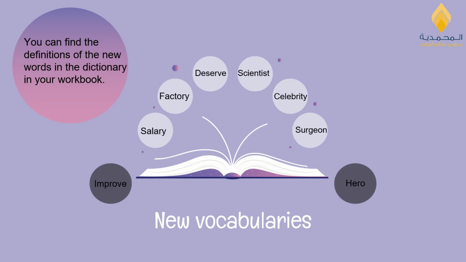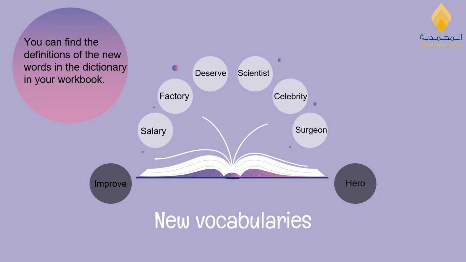Salary is the amount of money that you get after your work. Factory is a huge building where people use machines to make something. Deserve: when you deserve something, it means that it is good to have it because you have worked hard. Scientist is someone who studies science in their job. Celebrity is someone who is well known and we see in the news or in magazines.